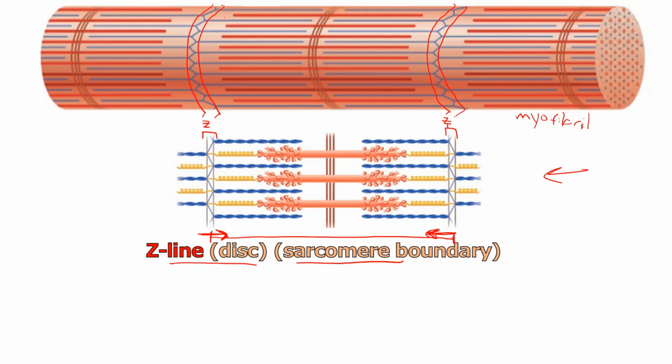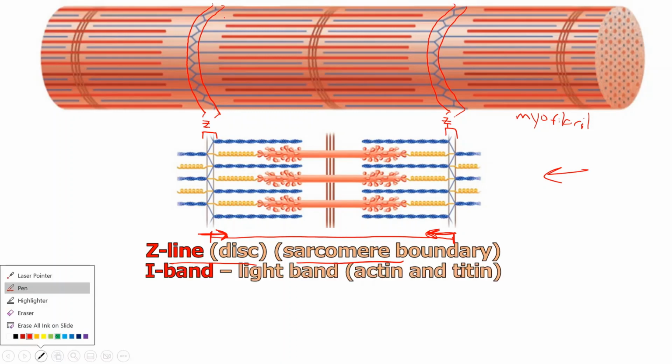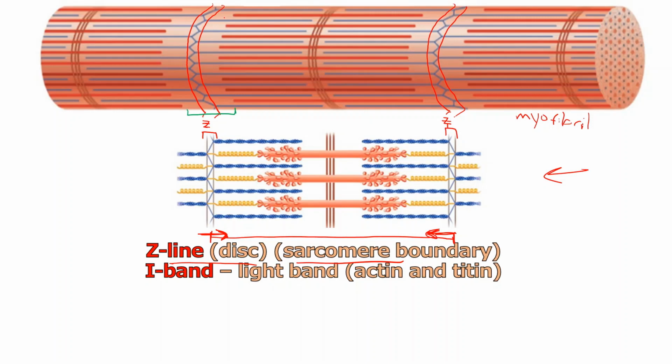Let's talk about these other regions. Okay, if I were to change my color to get some difference here, right here, bounding the Z-line, right? So the Z-line's right in the middle of what's called the I band. And I can draw it right here too. I can even outline it right there. There is what we would call the I band.